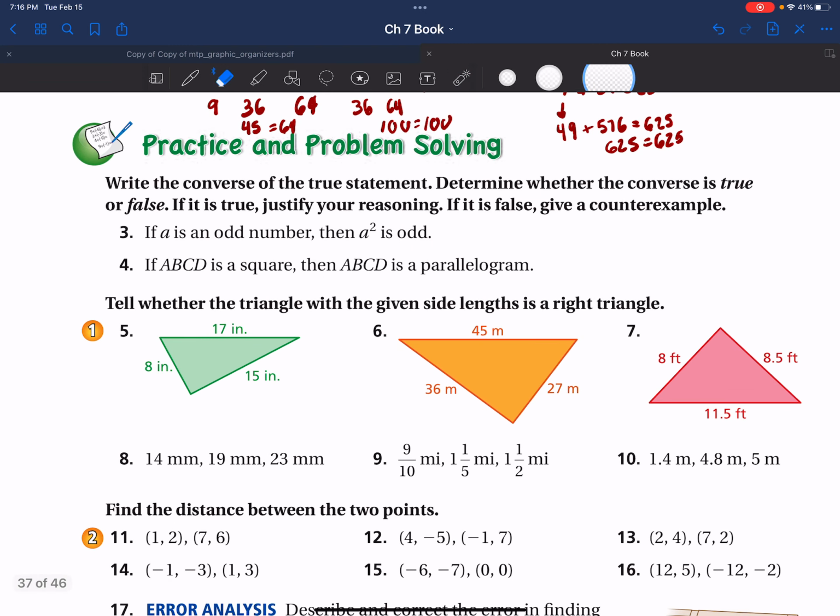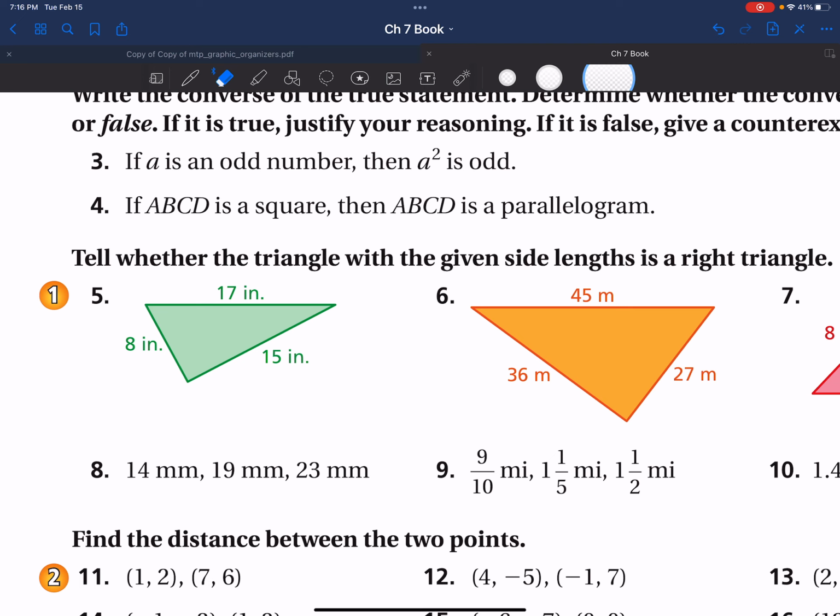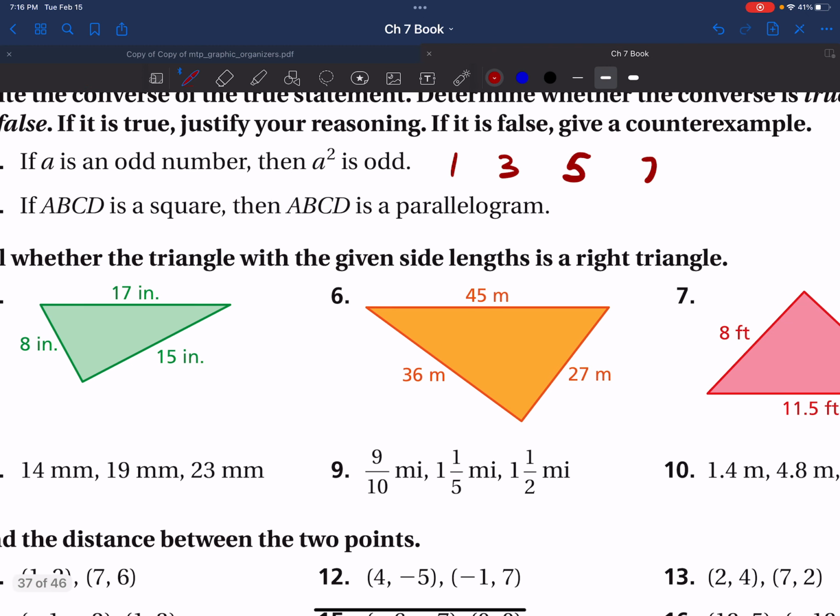Okay, number 3 and 4, it says, write the converse of the true statement. Determine whether the converse is true or false. If it is true, justify your reasoning. If it's false, give a counterexample. All right, so this is kind of interesting. If A, remember A is a side length. If A is an odd number, then A squared would also be odd. Well, let's just think about that for a second. What is some odd numbers? Got 1, 3, 5, 7, 9, 11, so on, whatever, right?